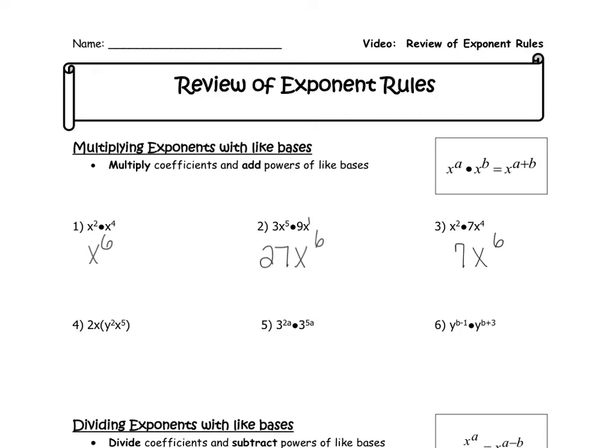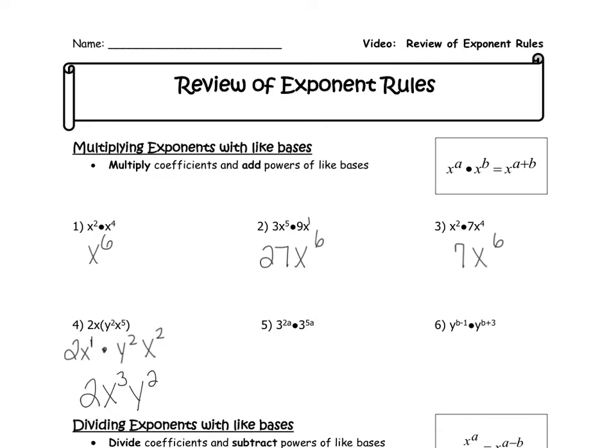Number 4 is another way of writing multiplication. So it's the same thing as saying 2x times y squared, x squared. So we're going to take the 2 coefficient, multiply it by the 1, which is out here, so that's 2. Now we're going to multiply x and x squared. This x has a power of 1, so we keep the base, add the powers, and we just tack on that y squared because there's nothing to combine it with.